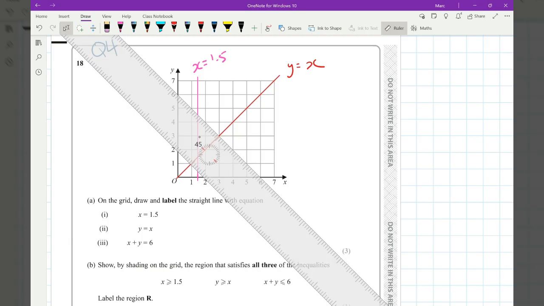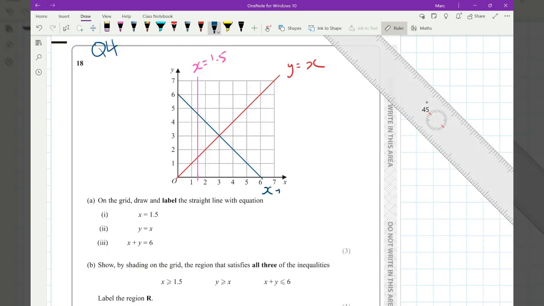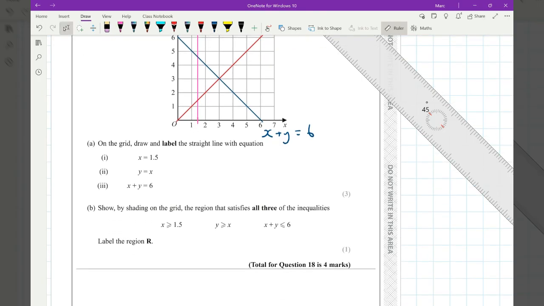And that's going to be at 6, 0, and it's going to be at 0, 6, and all the coordinates on the straight line in between. So x plus y is equal to 6, and that's our 3 straight line graphs. Show by shading on the grid the region that satisfies all 3 of these inequalities.